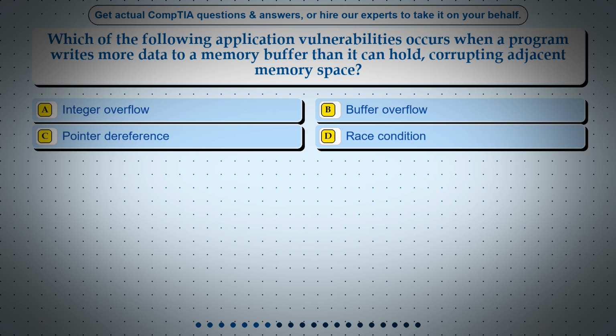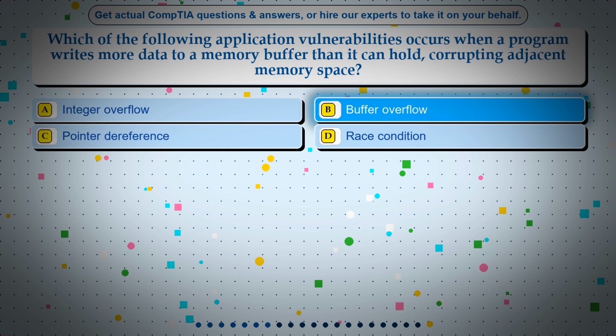Question 7. Which of the following application vulnerabilities occurs when a program writes more data to a memory buffer than it can hold, corrupting adjacent memory space? Option A, integer overflow. Option B, buffer overflow. Option C, pointer dereference. Option D, race condition. The correct answer is option B, buffer overflow.